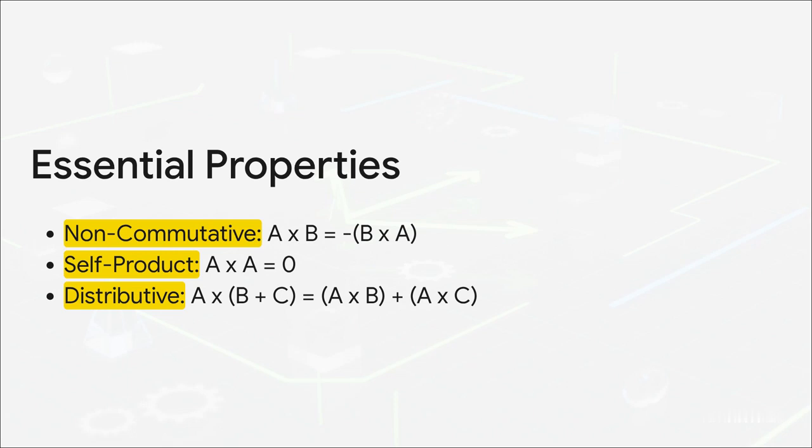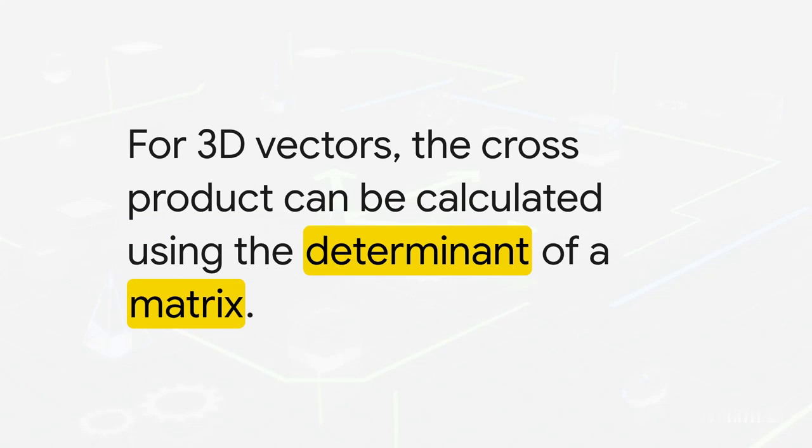Second, if you cross a vector with itself, you always get 0. That just follows from that parallel vectors rule we just talked about. And finally, it does play nicely with addition. It's distributive.